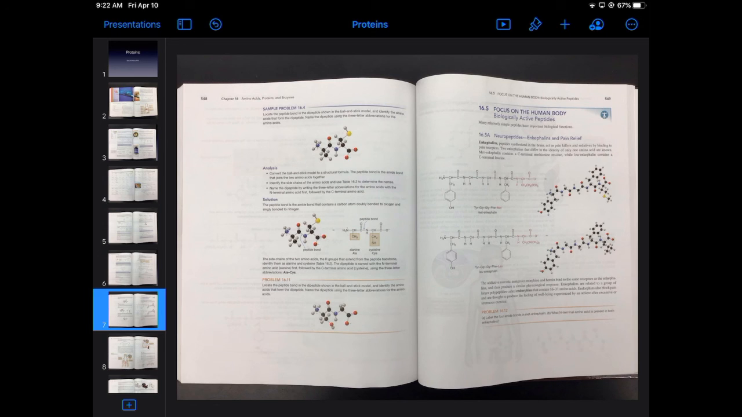But if you didn't catch that for whatever reason, there was an error, I don't want to stop a recording and then re-record. Here's sample problem 16.4. It says locate the peptide bond in the dipeptide shown in the ball and stick model. Kind of the tricky part of this is that you have a ball and stick model. And identify the amino acids that form the dipeptide. Name the dipeptide using the 3-letter abbreviations for the amino acids. Whew, they're asking us to do a lot, aren't they?